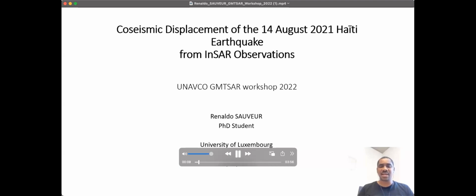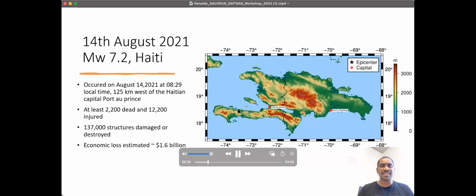At the University of Luxembourg, I've been working on hydrogeodesy, and I'm very happy to be part of this GMTSAR workshop. In the following presentation, I will show you the result of using images for characterizing the co-seismic displacement caused by the last big earthquake in Haiti in August 2021. This earthquake happened on August 14, 2021 at 8:29 in the morning local time, with a magnitude of 7.2. It was located 125 kilometers west of the Haitian capital, Port-au-Prince. It had a huge impact on the country, with at least 2,200 dead, 12,200 injured, thousands of structures damaged or destroyed, and economic loss estimated at around $1.6 billion.